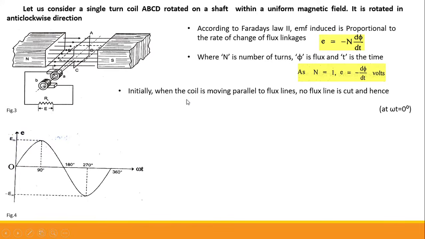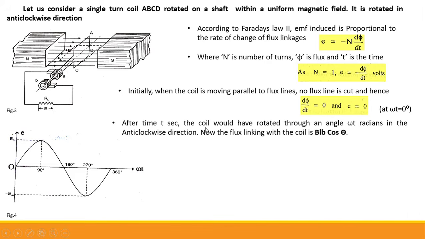Initially, when the coil is moving parallel to flux lines, no flux line is cut and hence d phi by dt is equal to 0. So EMF also equal to 0. It occurs at omega t is equal to 0 degree. Dear students, when there is parallel axis between flux lines and direction of conductor, when both are in parallel direction, at the time no flux line is cut, so no EMF is induced, that is 0. E is equal to 0.